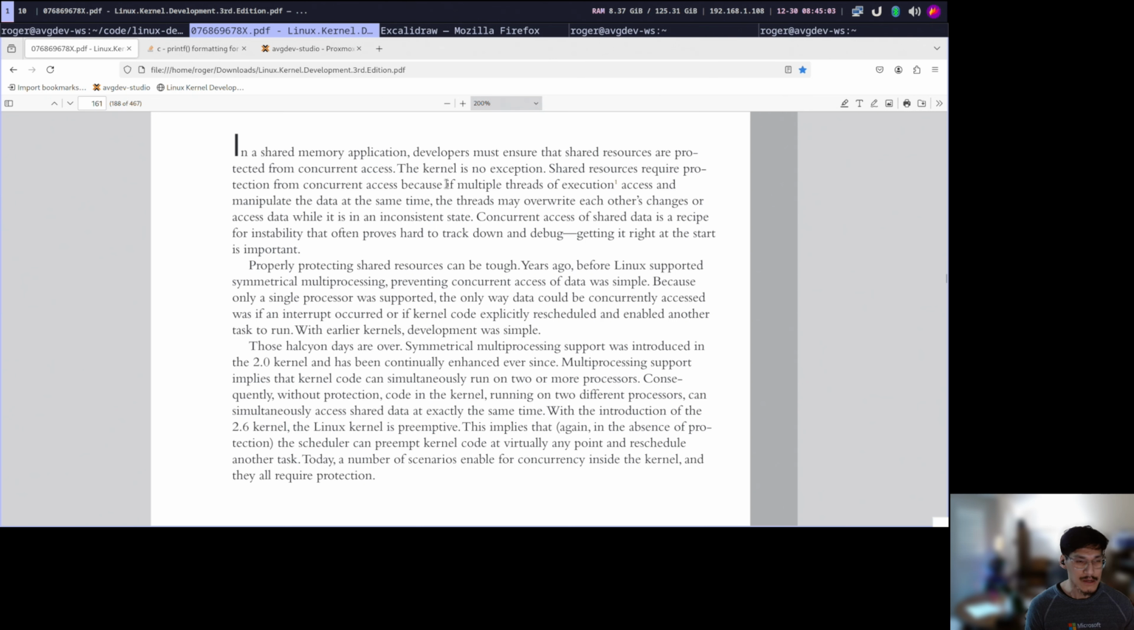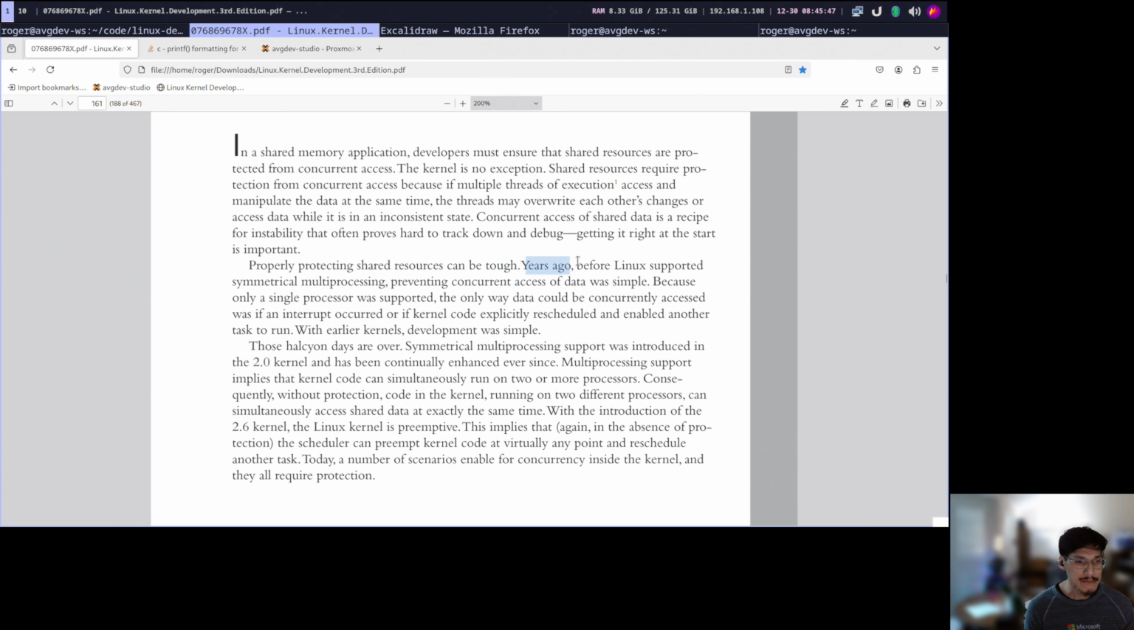So if multiple threads of execution access and manipulate the data at the same time, these threads may overwrite each other's changes or access data while it is in an inconsistent state. Now, an inconsistent state usually means a result that is not what you had expected. Concurrent access of shared data is a recipe for instability that often proves hard to track down and debug. Getting it right at the start is important. Properly protecting shared resources can be tough.